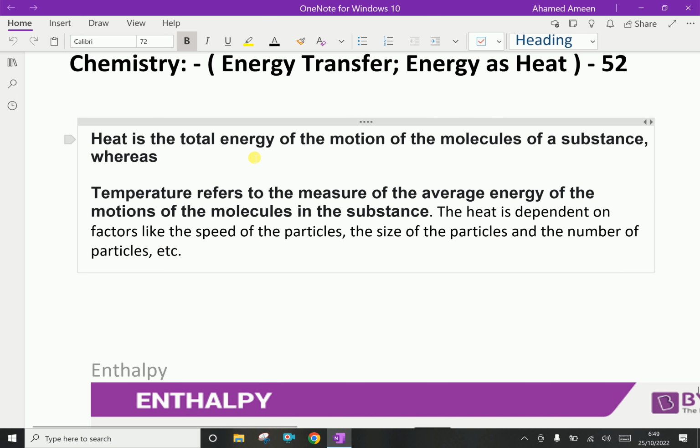Our tremendous energy supplier for the earth is the sun. The sun delivers heat energy to the earth, millions and millions of joules per second. So it is a very important energy. From heat energy, it is converted into different energies. We'll discuss that later.